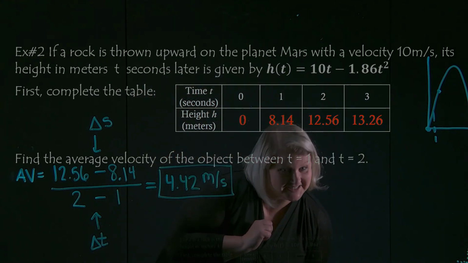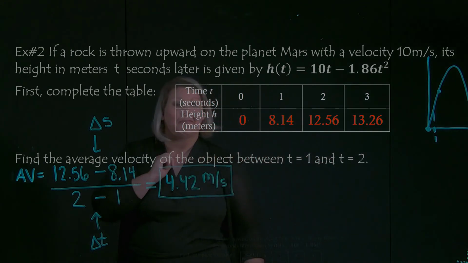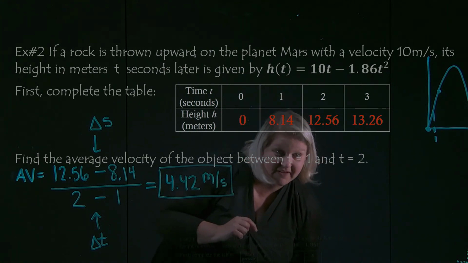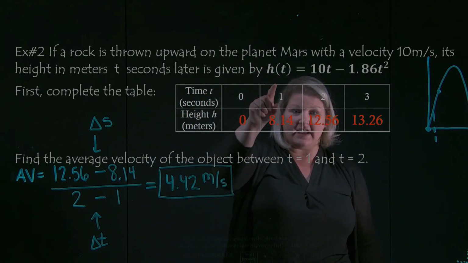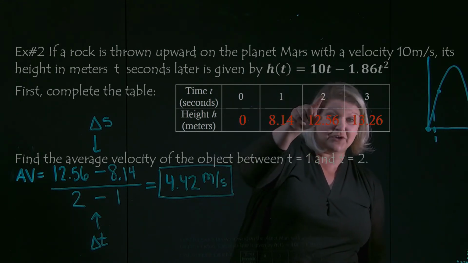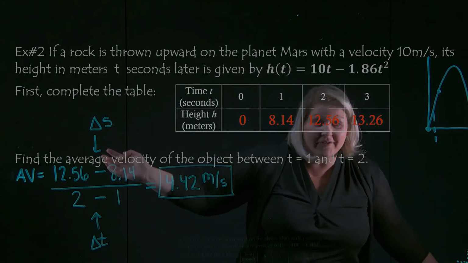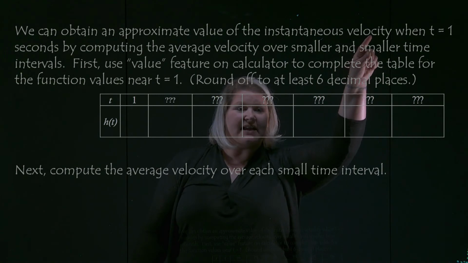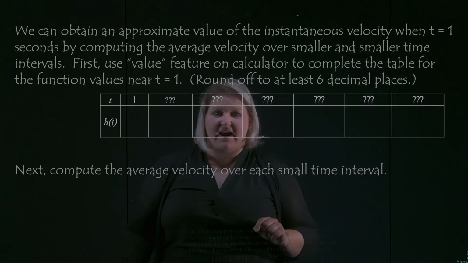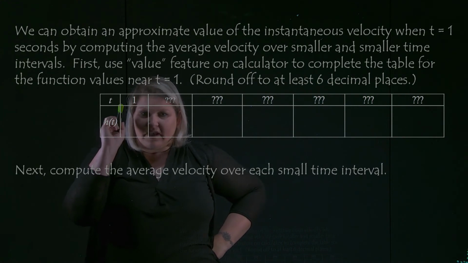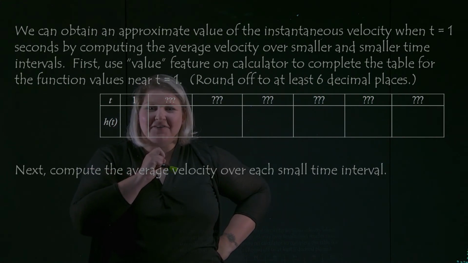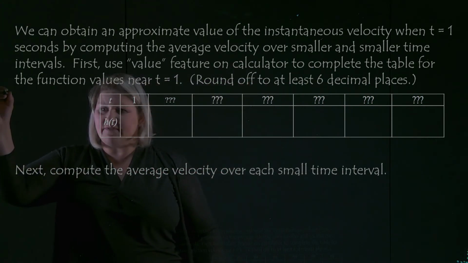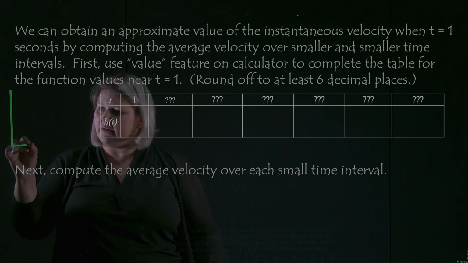But what if I need to find an instantaneous velocity? I have to figure out where I'm going to find it. Am I going to find it at t equals 1? At t equals 2? At t equals 3? So now we're going to find an approximate value of the instantaneous velocity when t equals 1. So 1 second after I have thrown the rock on Mars, what's the instantaneous velocity of that rock at that moment in time?